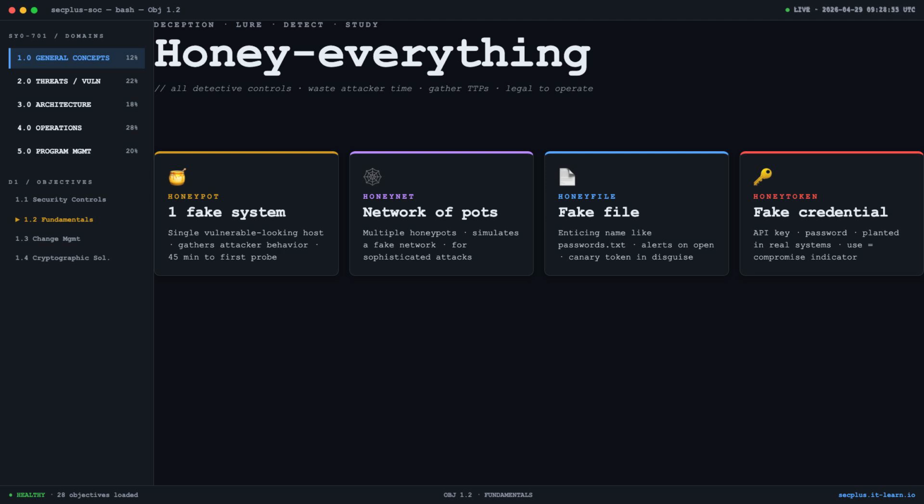Anyone who has run a honeypot in production knows the volume of automated probing on the public internet is staggering. Within 45 minutes of going live, you'll have credential stuffing attempts from a dozen countries.